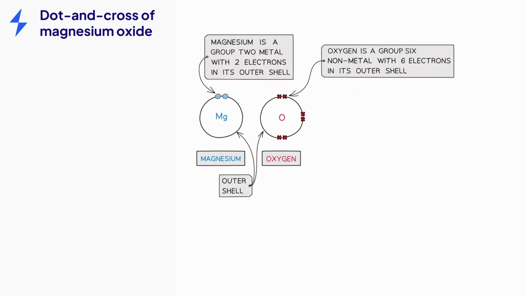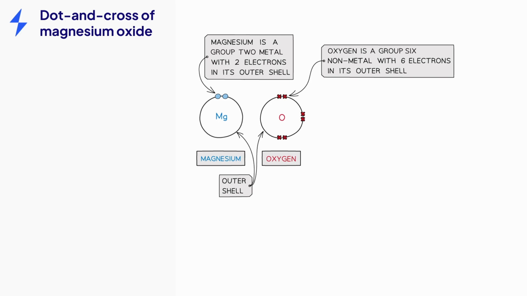The previous examples showed how to construct the dot and cross diagrams for ionic compounds formed from group 1 and group 7 elements. You need to know how to draw the dot and cross diagrams to show the formation of ionic compounds from combinations of metals with non-metals from different groups.